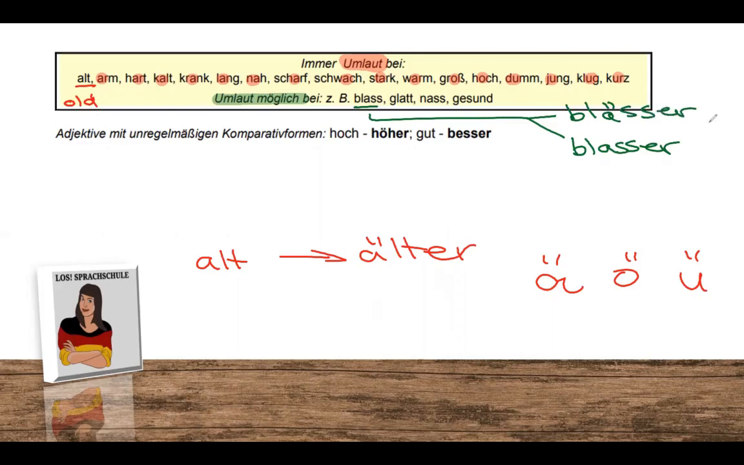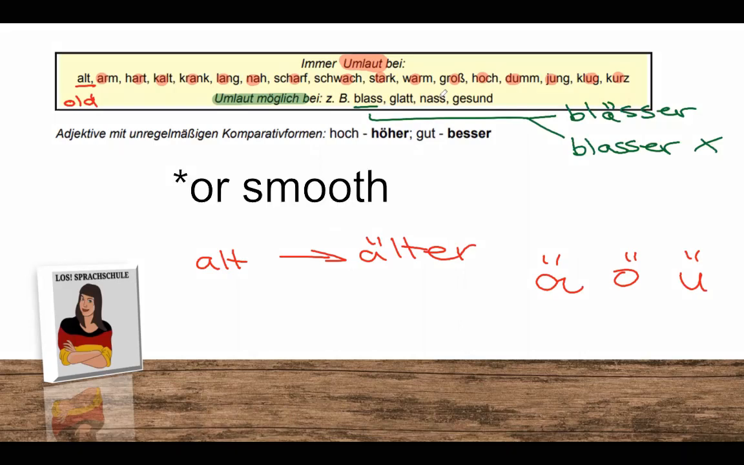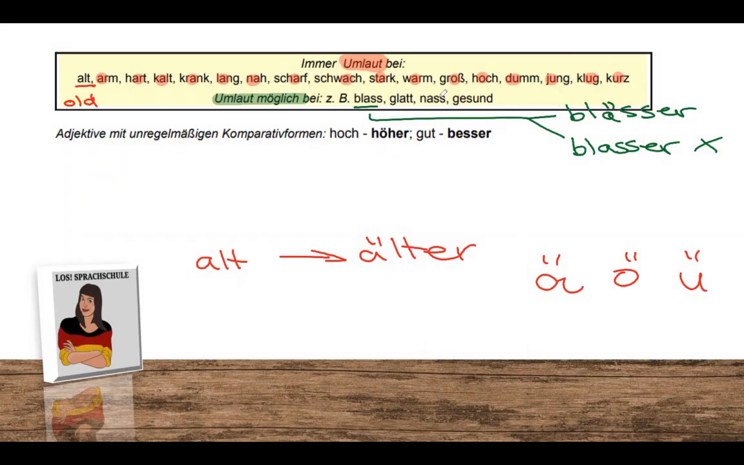Both options are possible. To be honest, I prefer the second one here, blässer. But it's up to you. You can look it up if you want. You will see that both options are completely fine. So, blass means pale. Glatt can mean even or straight. Sometimes it can even mean slippery. If you say "der Boden ist glatt", it has the sound of "the floor is slippery." And here also you can change it if you want to the umlaut, glätter, but you can also say glatter.